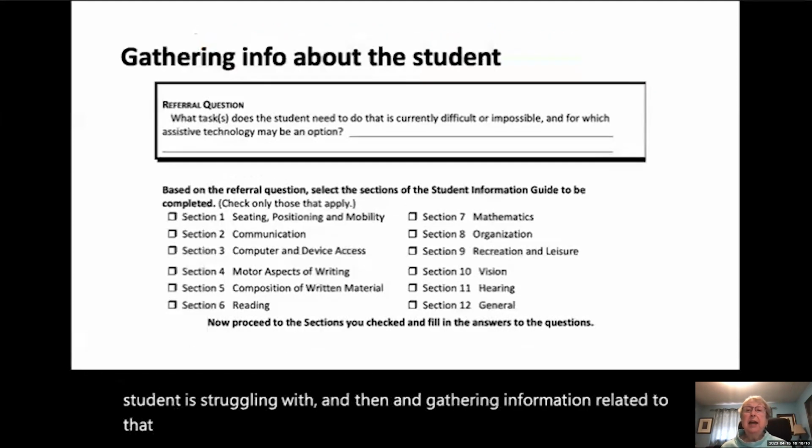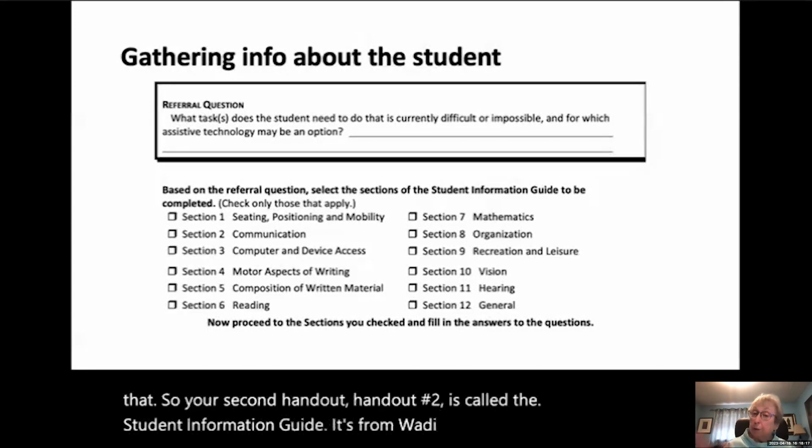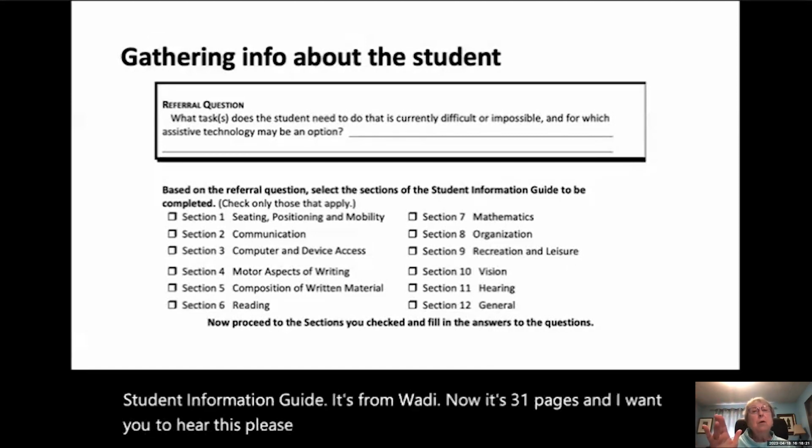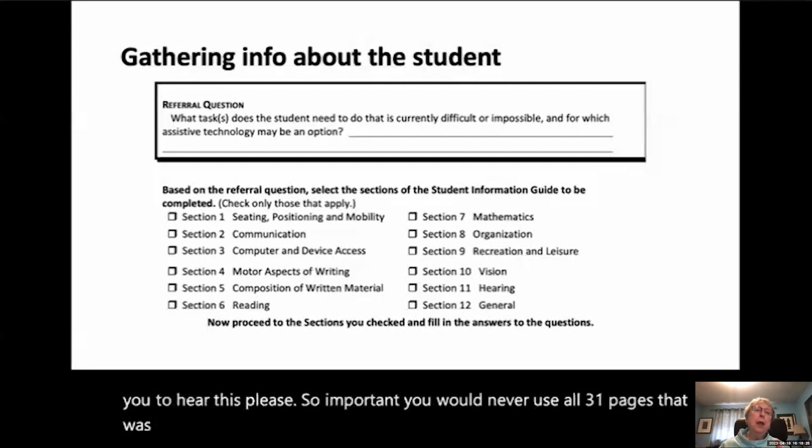Your second handout, number 2, is called the Student Information Guide. It's from WATI. Now it's 31 pages, and I want you to hear this, please, so important. You would never use all 31 pages. That was never the idea.